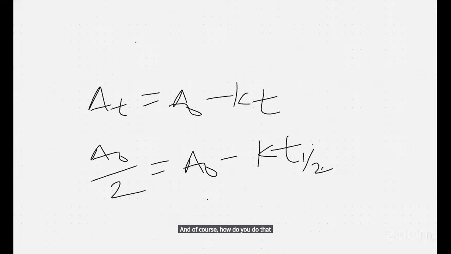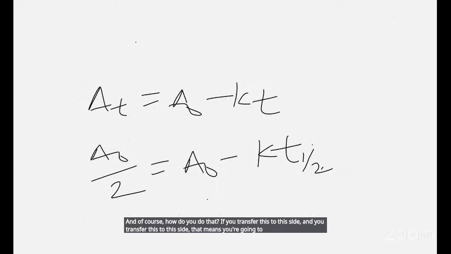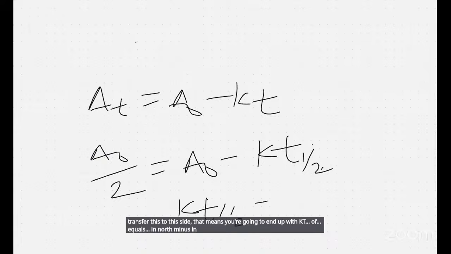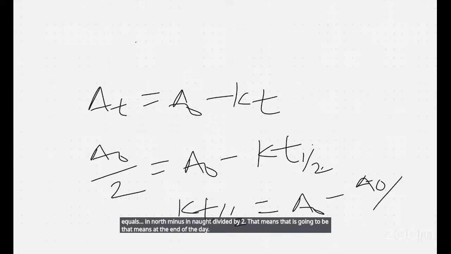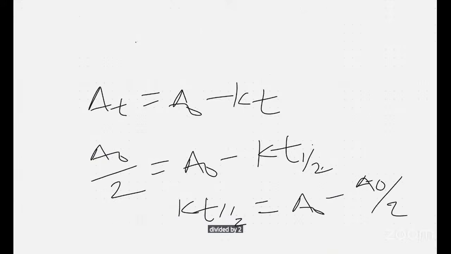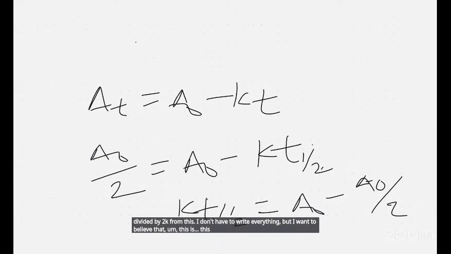If you transfer this to this side and you transfer this to this side, that means you're going to end up with K T half equals A naught minus A naught divided by 2. That means at the end of the day, your T half now is going to be A naught divided by 2K from this. I don't have to write everything, but I want to believe that this is understandable for anyone who has what it takes to be in this class.